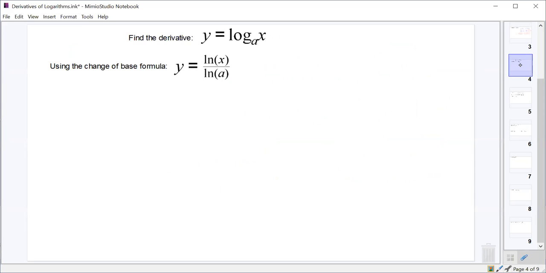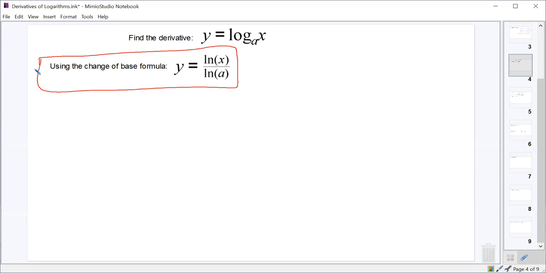How many of you have never seen this change of base formula before? My guess is a lot of you, since that's what I discovered last quarter and during fourth period. Yeah, I've never seen that.